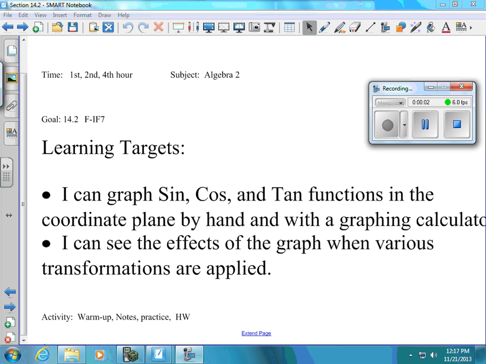Okay, let's continue on in chapter 14, our graphing chapter. Our targets for today: I can graph sine, cosine, and tangent functions in the coordinate plane by hand and with the graphing calculator. And I can see the effects on the graph when various transformations are applied.